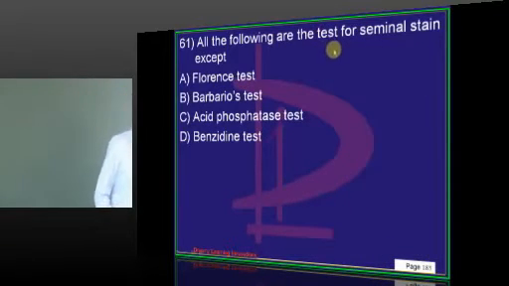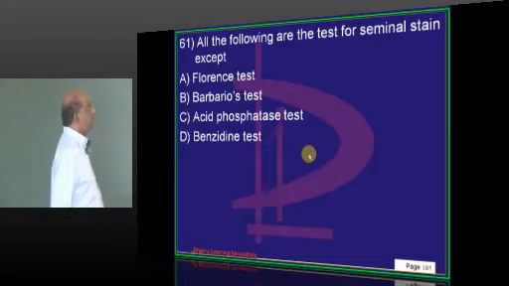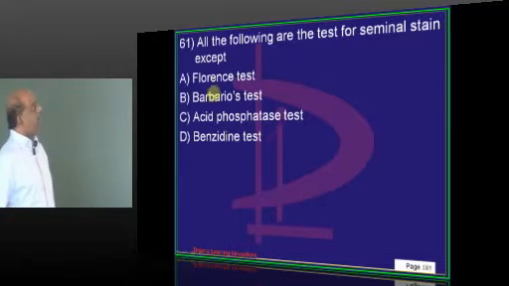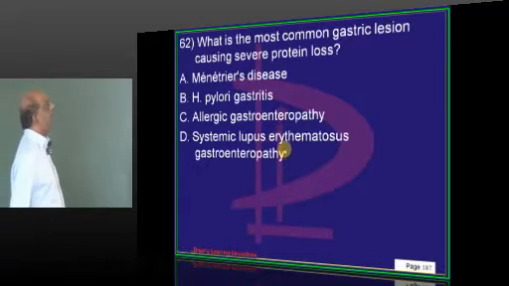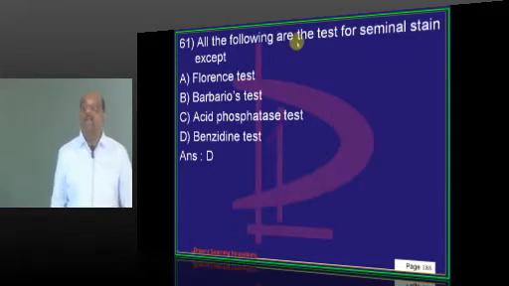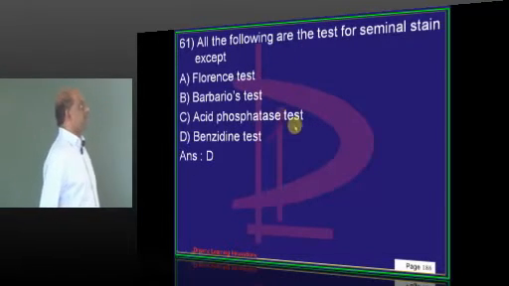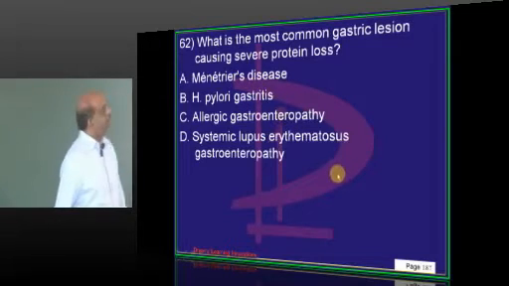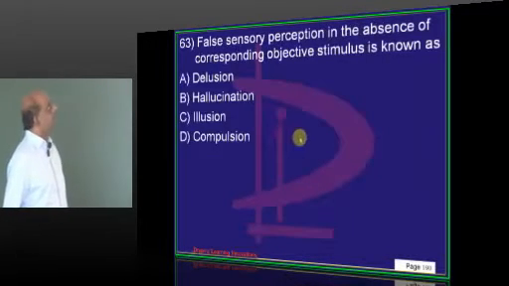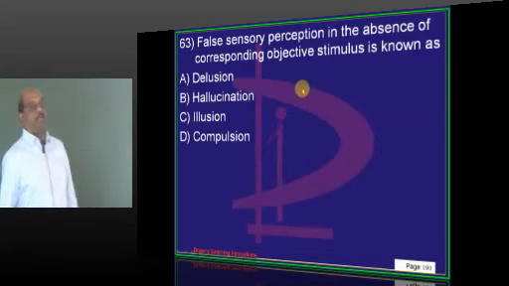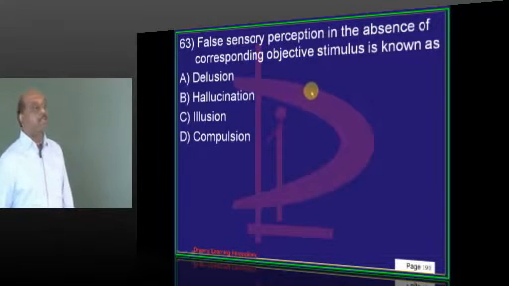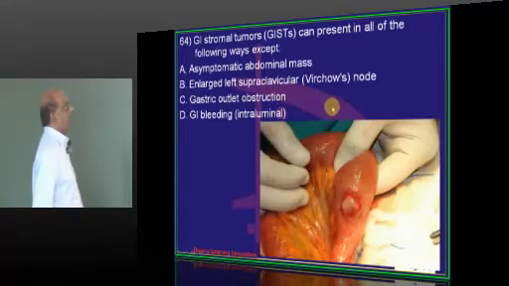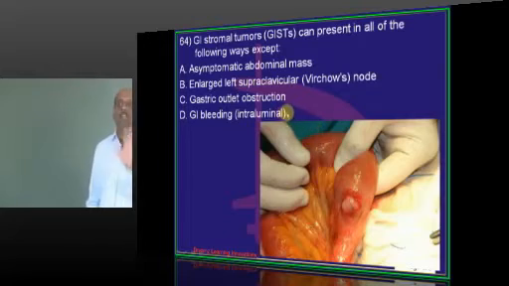What is the test of seminal stain? All except the benzidine test. Barberio, Florence, acid phosphatase, they are all very much the tests. Benzidine is for? Blood. That's good. Menetrier's. Severe protein loss? Menetrier's. False sensory perception without objective stimulus? Hallucination. Tumors, definitely one question will come.